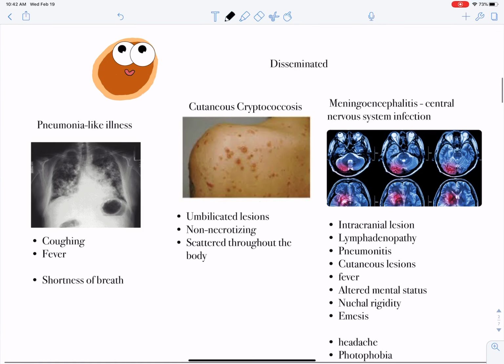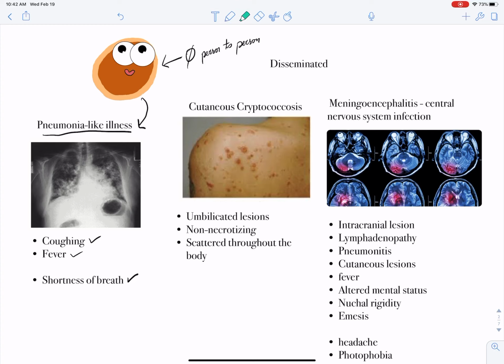So I just wanted to highlight that this is not spread from person to person. This is spread from inhaling the yeast itself. So it's going to cause pneumonia-like illness. You're going to present with coughing, fever, and shortness of breath. And on this scan right here, we can see a lesion that's formed. So when this disease goes out of the respiratory tract, it's going to disseminate.